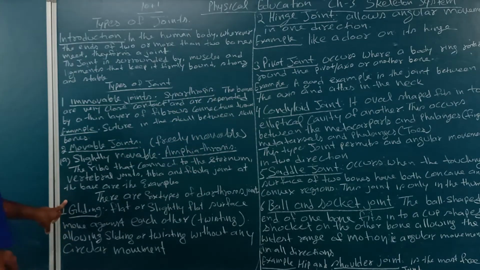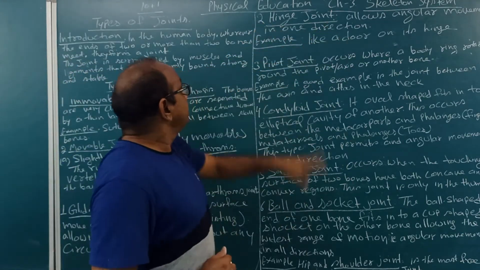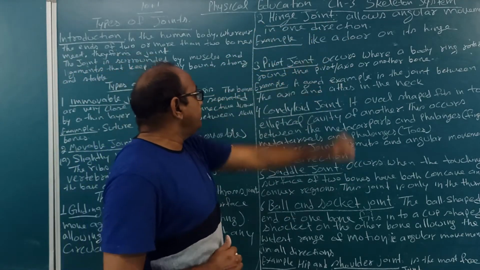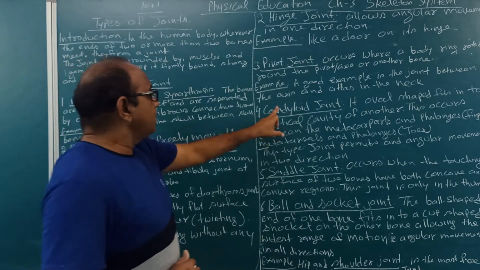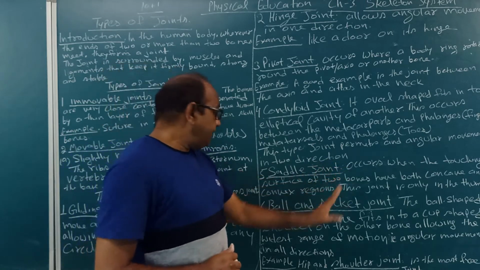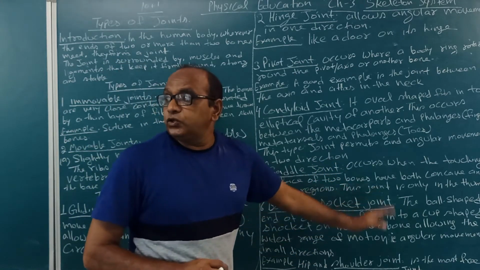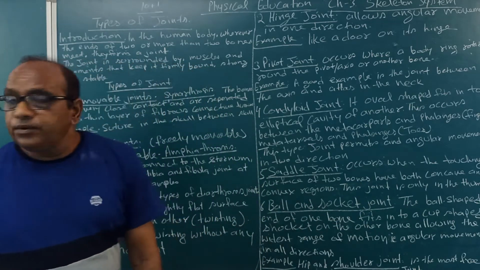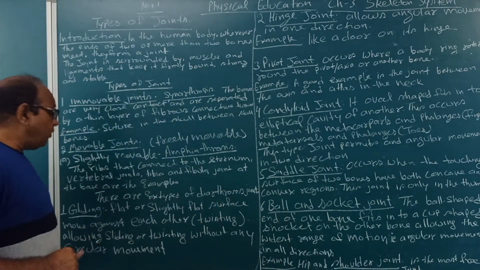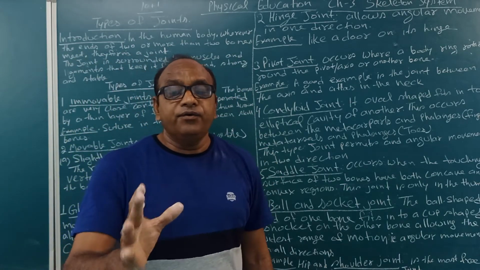Number 1 is gliding joint. Second one is hinge joint. Third one is pivot joint. Fourth is condyloid joint. Fifth one is saddle joint, and last one is ball and socket joint. We will discuss all these 6 types of joints one by one.